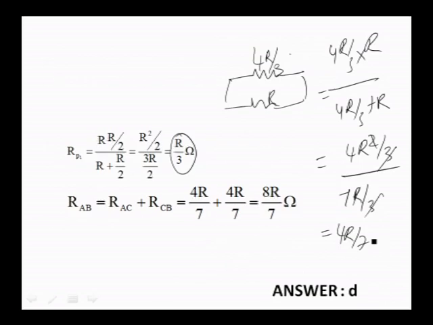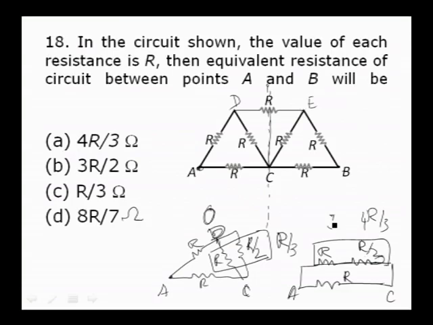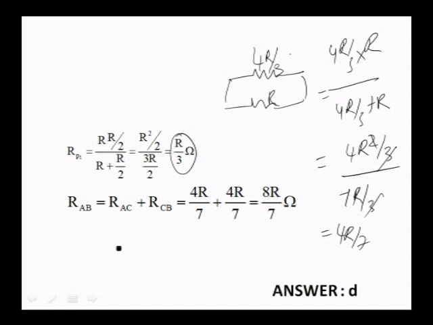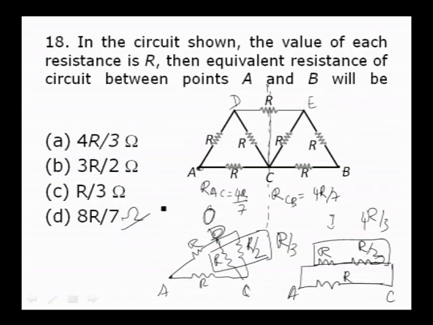4R divided by 7. Okay, this is we are getting half. This much we are getting. The effective resistance between A and C is equal to 4R divided by 7. Similarly, the resistance between C and B is also the same, 4R divided by 7. Then they are in series. You are going to add. Add means multiply by 2. We get the effective resistance R_AB, which is equal to this plus this. If you add these two, we get 8R divided by 7. So this is a lengthy problem. Okay. The correct option for this question is D.